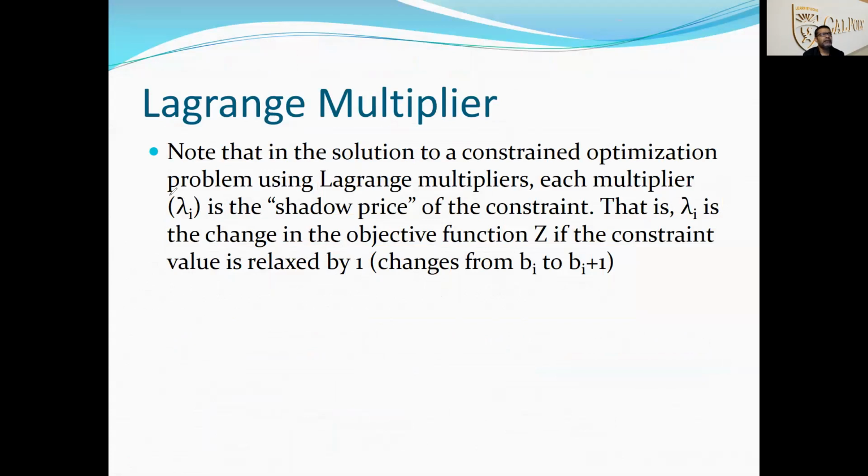And then this lambda i right here is what we call the shadow price of the constraint. Shadow price is basically measuring, if you were to relax that constraint by 1 unit, how much you can change your objective function. If you're minimizing, how much you can further reduce your objective function. If you're maximizing, how much you can increase your objective function if you were to relax that particular constraint by 1 unit.